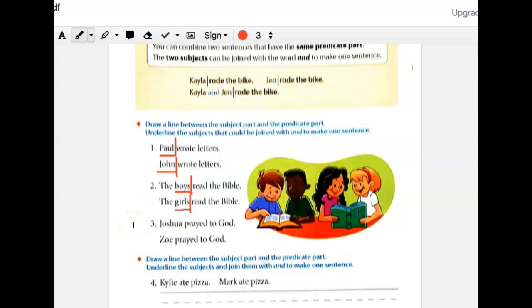Number 3, Joshua prayed to God. Zoe prayed to God. Can we combine these two sentences? Yes, we can, because they have the same predicate part. Then where do we draw the line to split between the subject part and the predicate part? We draw the line between Joshua and prayed. The same goes for this sentence. We draw the line between Zoe and prayed. So what are the two subjects that can be combined with the word and? They are Joshua and Zoe. So the combined sentence can read, Joshua and Zoe prayed to God.